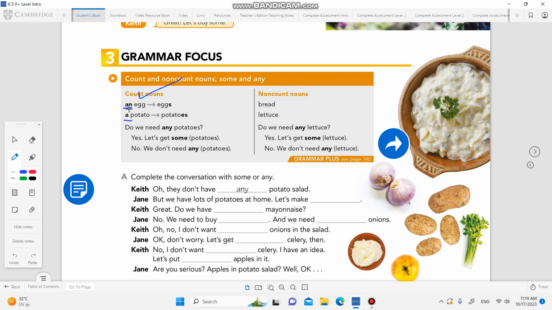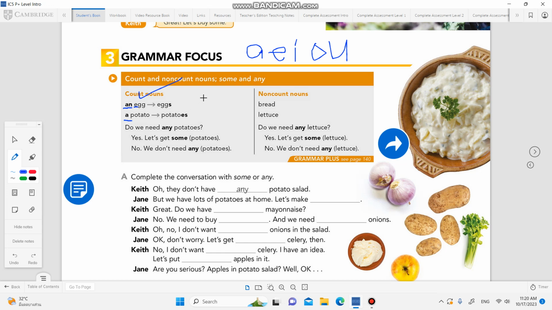Now, when to use an? We use an when the noun begins with a vowel sound. Okay? So what are those vowel sounds? Vowel sounds are a, e, i, o, u. So when the noun begins with a vowel sound, you have to use an. Like this: an egg, an elephant, an alligator, an apple.